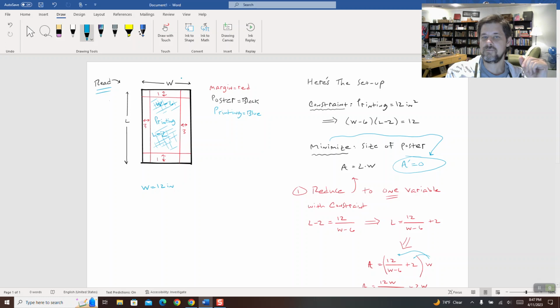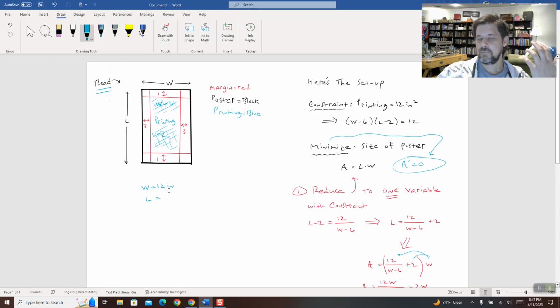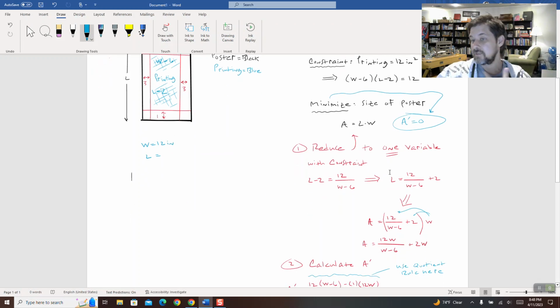So this overall width right there needs to be a foot, 12 inches. What's the length though? Well, I guess with any word problem we should try to clarify what it's asking for. The dimensions of the poster that minimize the amount of paper used. That means minimizing the area. By dimensions they mean what's the length and what's the width. So I got the width. It should be 12. I'll have to look over here in my equations if there's some way to find the length if you know the width. So let's look at our equations. Does any of these seem to, if you knew what W was, tell you what L was? This one right here. So we'll use that one.